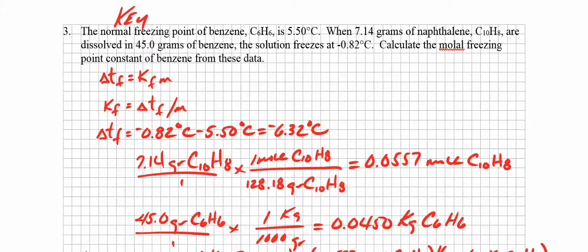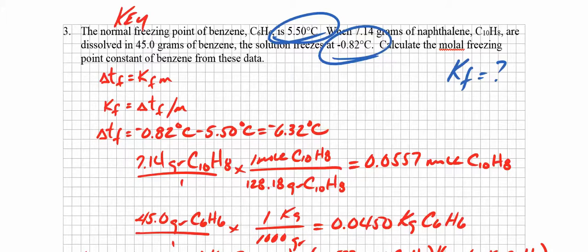So here we go. Remember that the normal freezing point without anything added to the solvent is 5.50. Once you add the solute to the solvent, we have a new freezing point. It's negative 0.82 degrees Celsius. So we want to use that information to calculate the K sub F. We're looking for the molal freezing point constant for benzene.